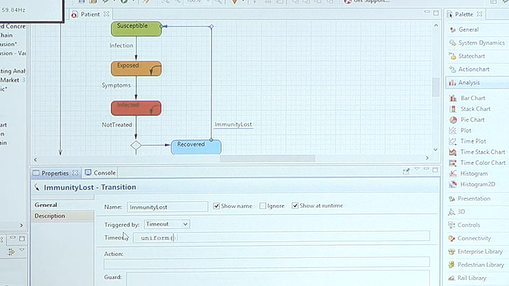Is there some debug mode? Yeah, of course, yes. You can watch, you can go event by event, for example, or you can specify breakpoints in your model, so you can stop. So from 30 to 100 days, let's run with the immunity period.